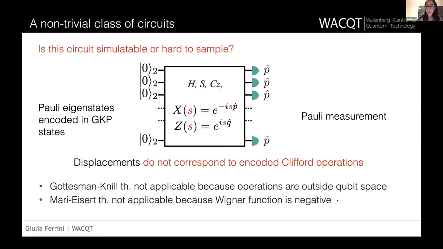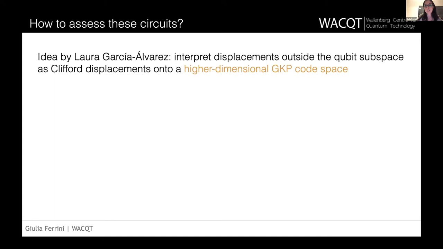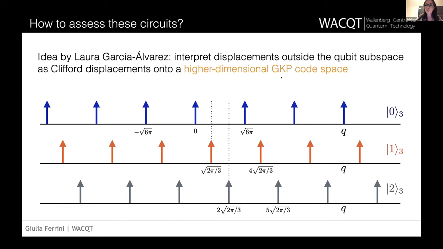The idea to tackle this, at least in several cases, has been put forward by Laura. She suggested to interpret the displacements outside the qubit computational subspace as Clifford operations in a higher-dimensional qubit space. So basically the idea is that you use the same GKP comb, but to encode a qudit instead of a qubit, the spacing is different. And the higher the dimension of the qudit that you want to encode, the smaller the shift that you need to do to go from the logical zero to the logical one, and two logical state and so on. So the smaller the shift you need to have Clifford operations encoded in high dimensional qudits.